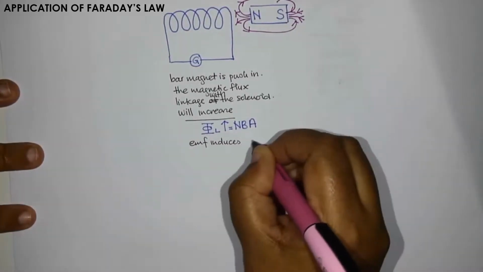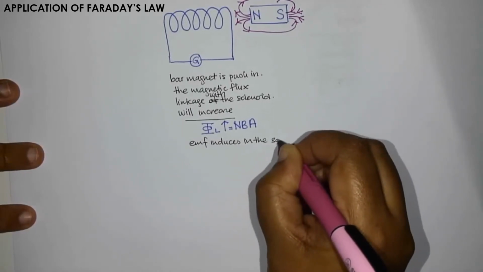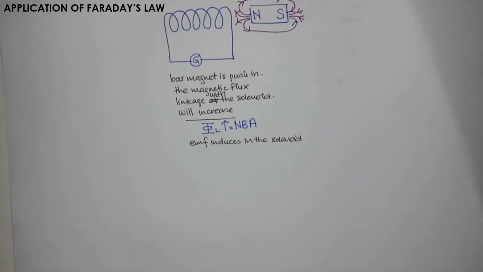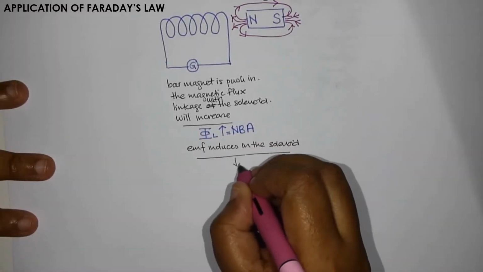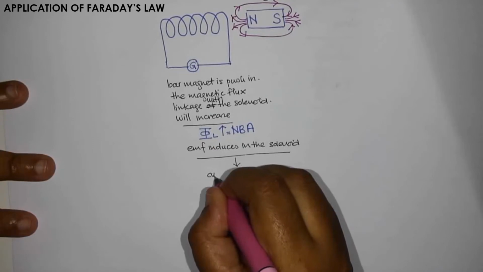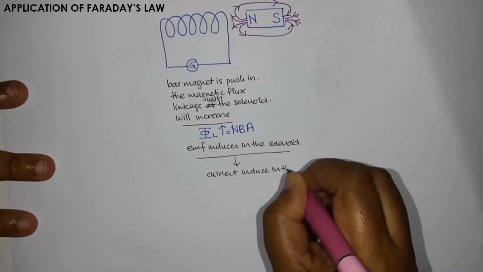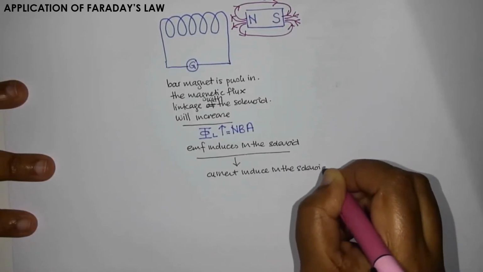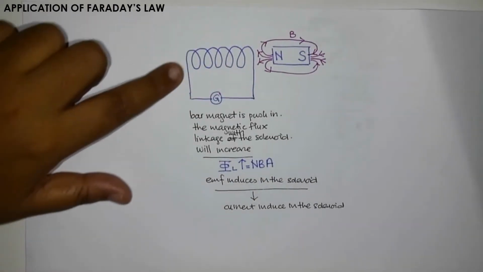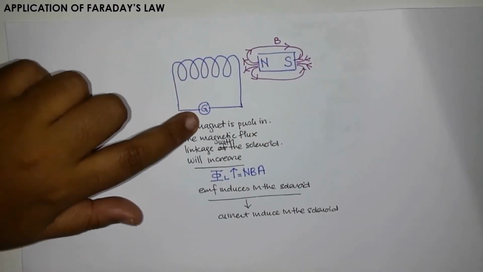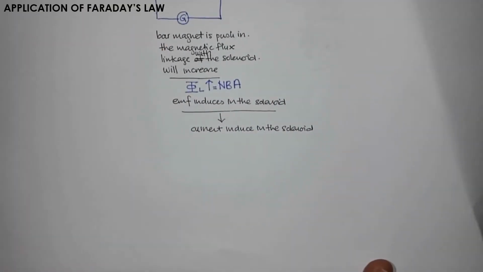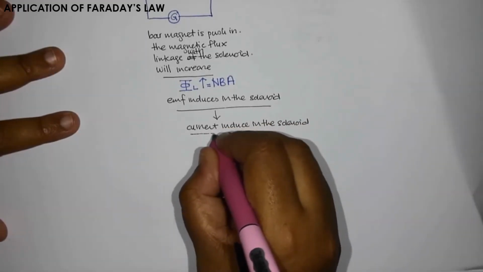EMF will be induced in the solenoid. EMF induced means it's a kind of voltage that is induced inside the solenoid. This EMF will cause a current to be induced in the solenoid. An induced current will flow in the solenoid, and the galvanometer will detect the induced current.